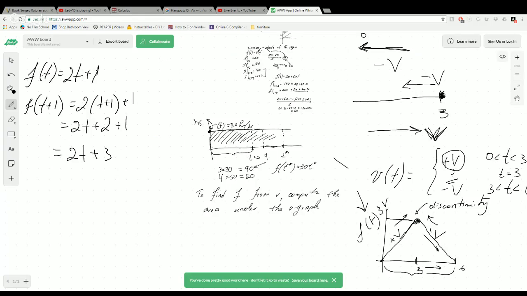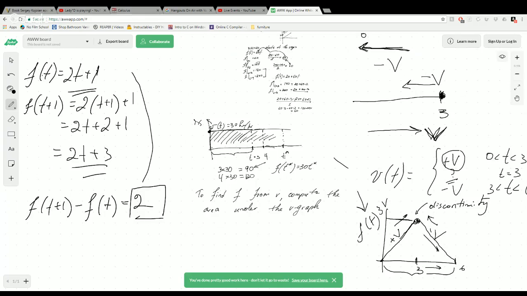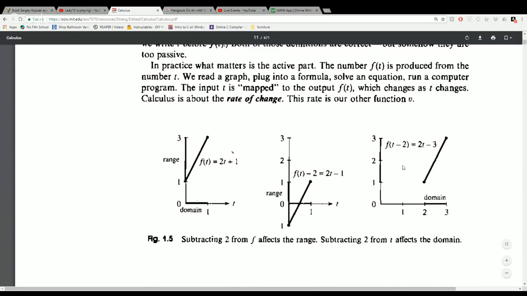What is the difference between this expression and this expression? Well, the difference, f of t plus 1 minus f of t, is, of course, 2. So when I changed my hour by 1, my distance covered increased by 2. And where do I find this information? I find this information in the slope of the line, which was, of course, my v of t. So v of t tells me this rate of change. Okay, for lines, this is our slope.